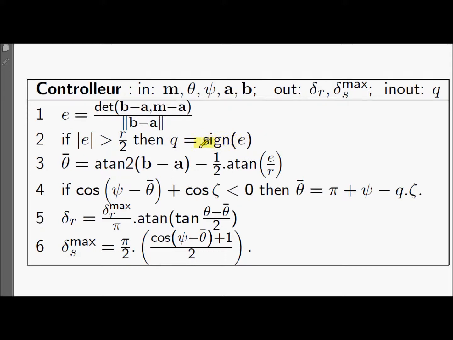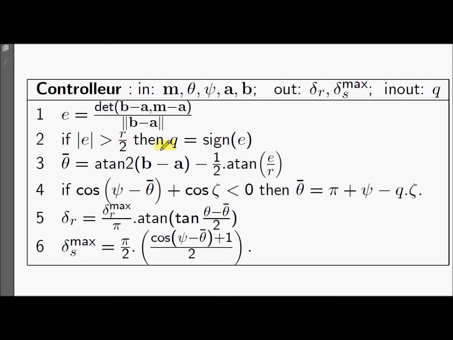And since I don't want to change all the time, I want to give some hysteresis to Q in order to avoid the fact that I always change from tack to tack as soon as the sign of E changes. So I need some hysteresis.